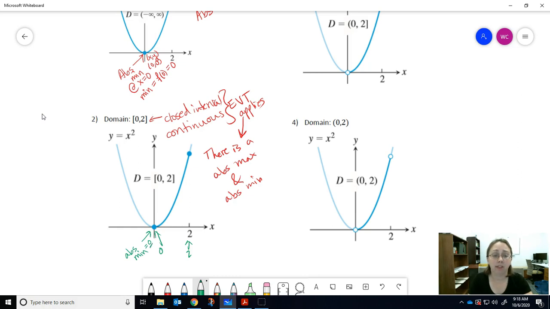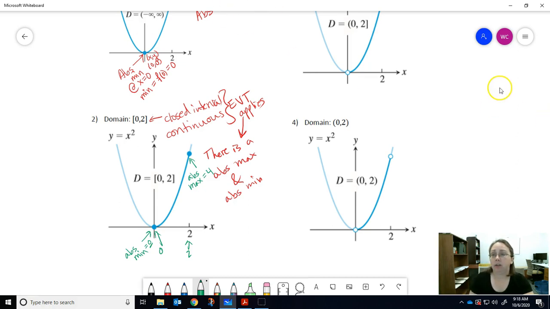So the y value of 0 is our absolute min. At the other end of our interval is the highest point that we achieve. So this is our absolute max. In this case, the absolute max is equal to, well, we just plug in x, so 2 squared is 4. So the absolute max that we achieve is 4. So the extreme value theorem applied, it told us that there was an absolute max, there was an absolute min, and we were able to look at the graph and see what they were.